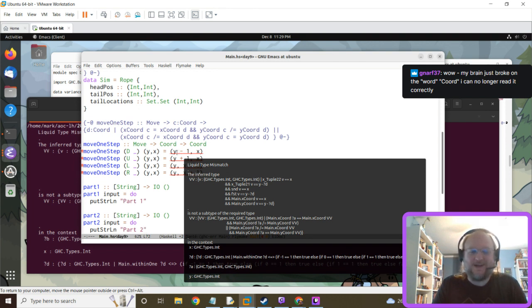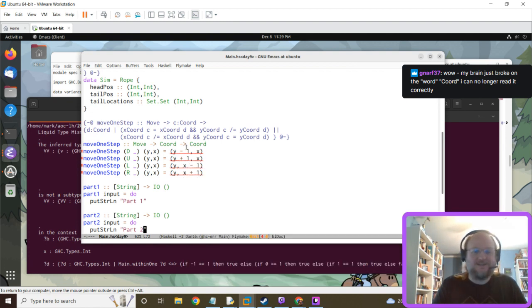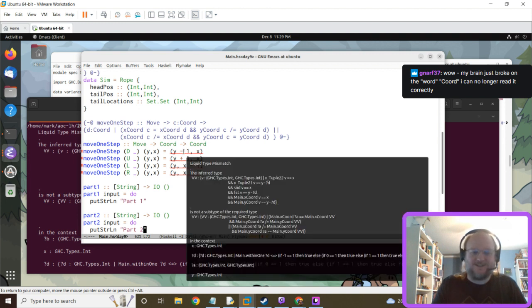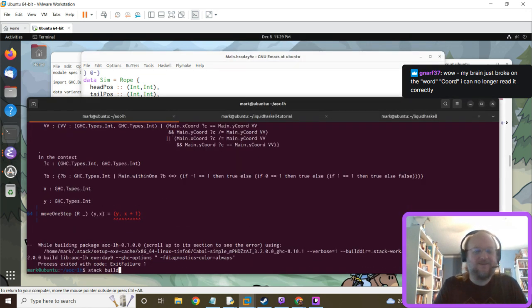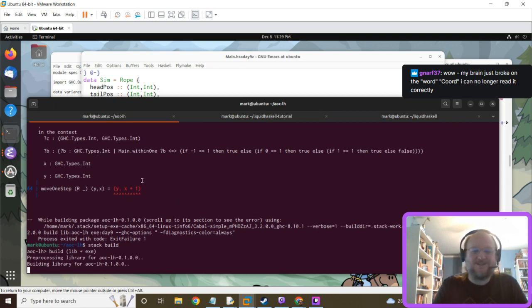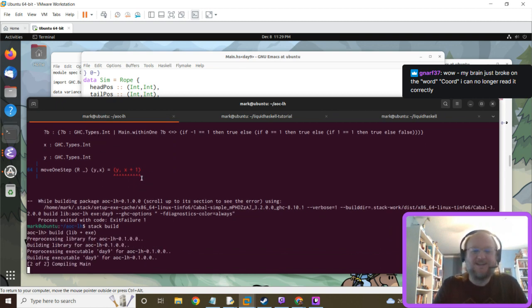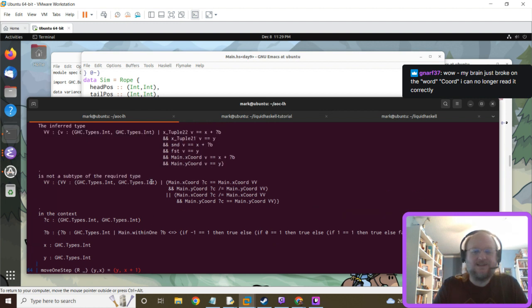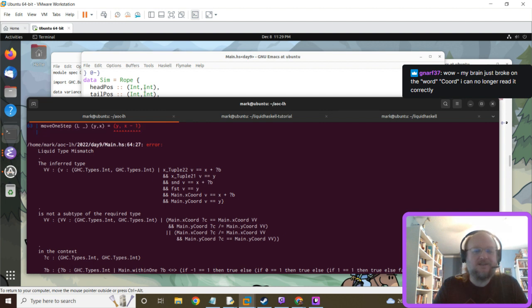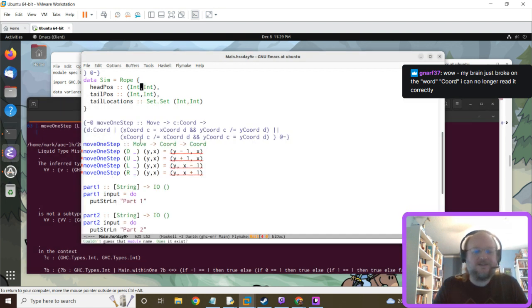Maybe I should have called it pos for position, but pos in Liquid Haskell is often used for positive integers. Well, I was not expecting to run into so many brain busters, but right, did you give it a type? Okay.